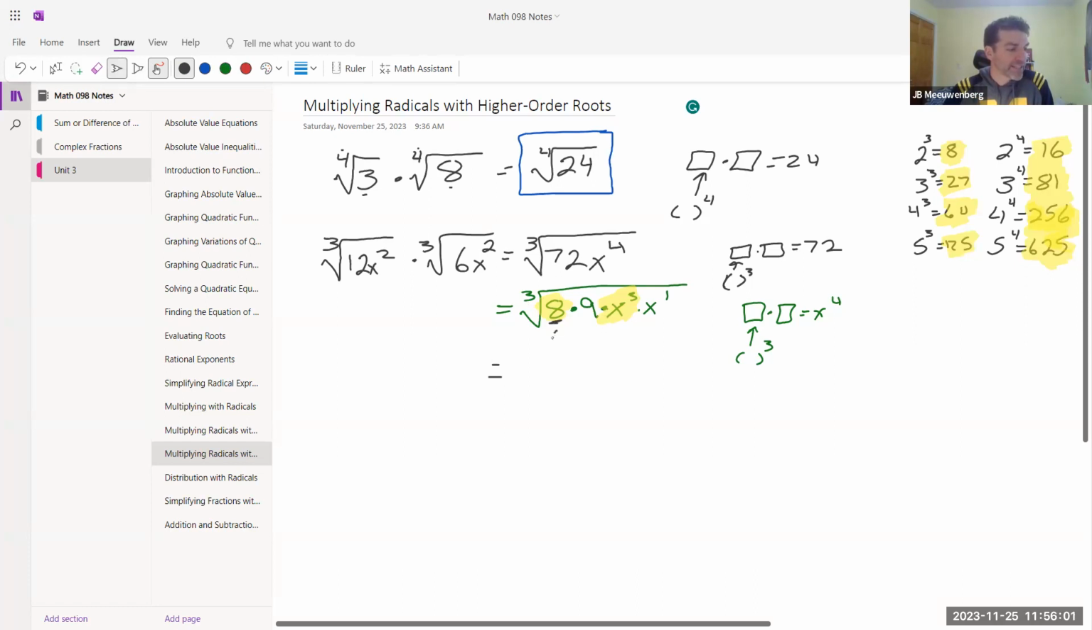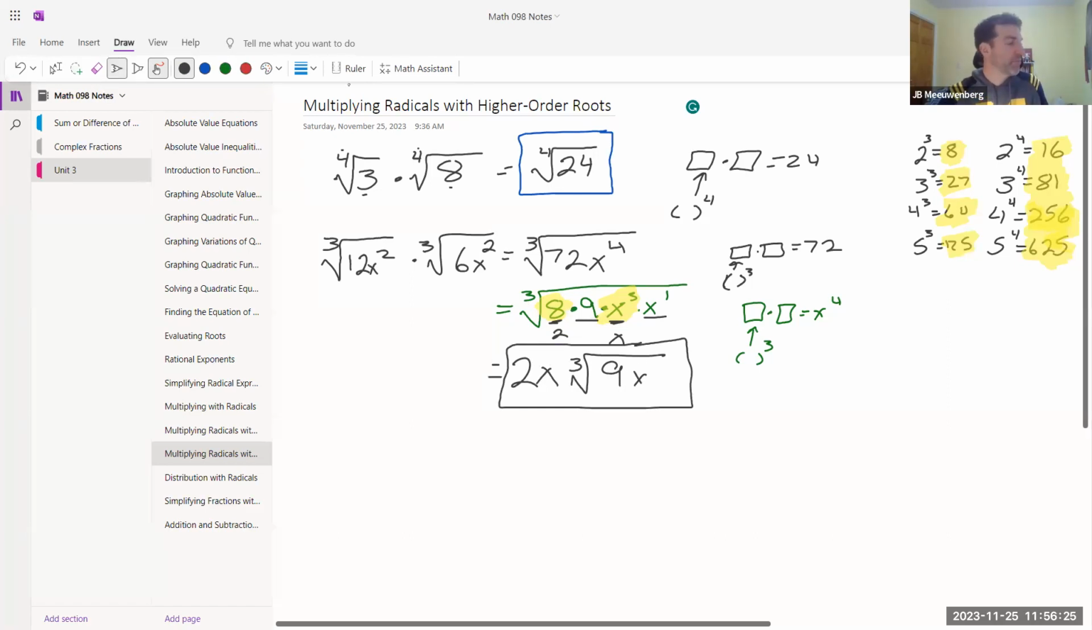For 8, that's going to be a 2, so we'll pull 2 out to the front. For x to the third, that's just going to be x, so we'll pull that out to the front. And then what we'll do is leave in the 9 and the x, 9 and x, under the third root. So this is what we end up with: 2x times the cube root of 9x.